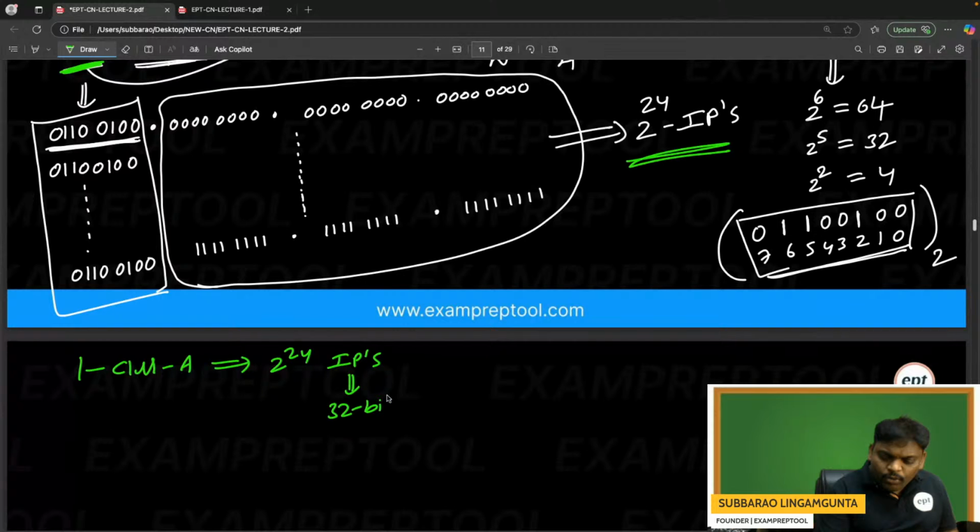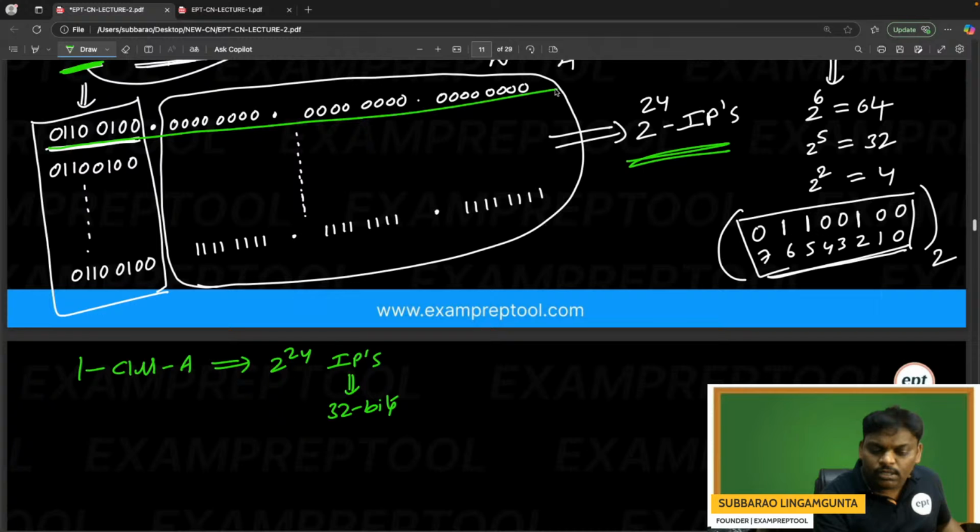Every IP needs 32 bits. IP means 32 bits. 2 power 24 IPs, okay, but every IP contains 32 bits. Remember, IP means 32 bits. You have to read all. See, this is one IP. This is one more IP. Like that. See, this is how it goes from all zeros to all ones.